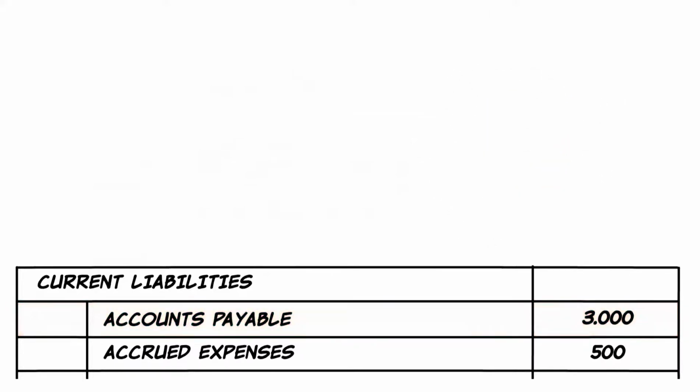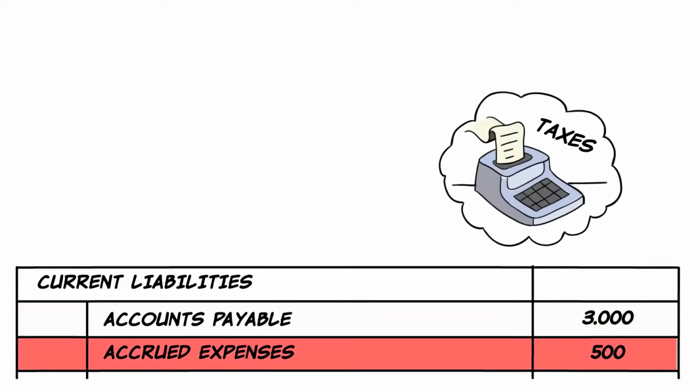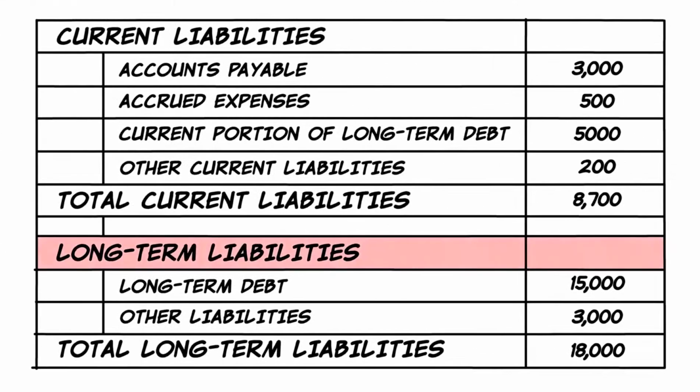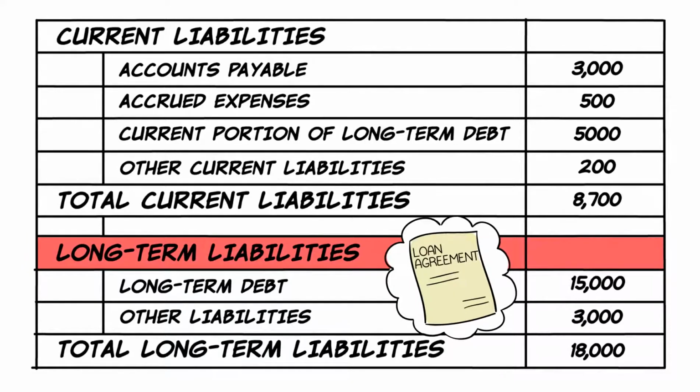Current liabilities also include accrued expenses. For example, taxes you know will be due but you haven't paid yet, or other expenses for which you haven't received an invoice yet. Long-term liabilities are debts that will not be due for more than a year.